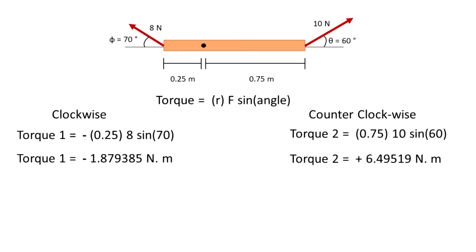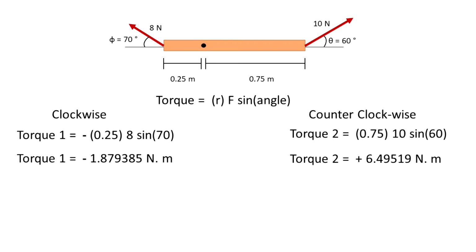Torque 1 is equal to negative 0.25 meters times 8 newtons times the sine of 70. Torque 1 is equal to negative 1.879 newton meters. I put the negative because that force is generating a clockwise torque, and by convention the clockwise torque is negative.